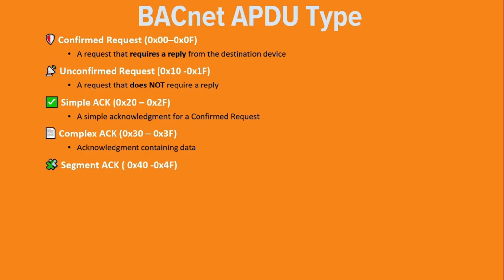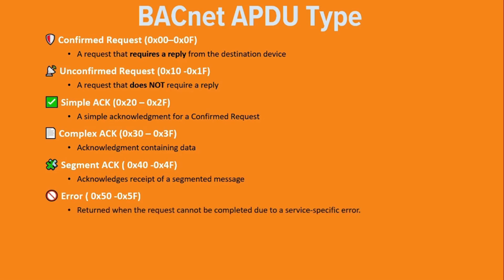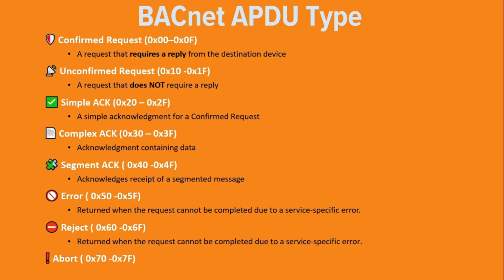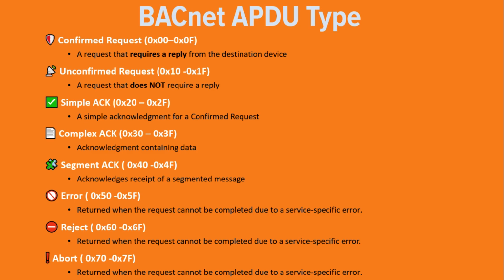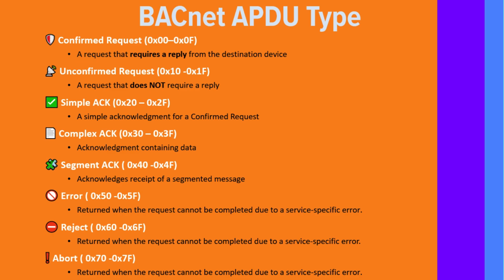Moving on, there's segment ACK, used when a message is split into multiple segments. Then comes error, sent whenever a confirmed service fails. Next is reject, used when the device cannot handle the APDU at all. And finally, abort, which stops a transaction when something goes wrong, such as a timeout or internal issue. Once you recognize these APDU types, reading BACnet packets, especially in Wireshark, becomes a lot easier.